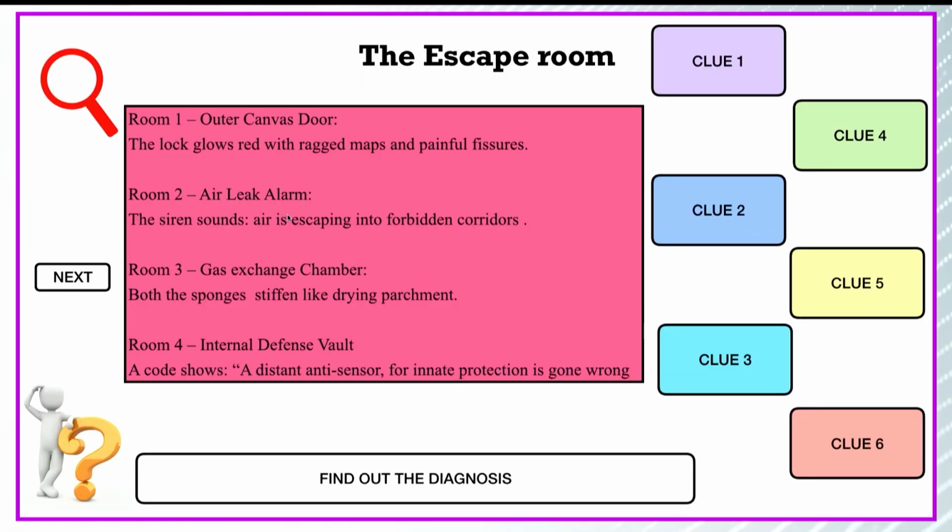So we'll go to the next question. The rash was a flagellate rash. So I'll just tell the clues. Red, cracked lips with rag marks and painful fissures is the skin rash, the ulcer, basically the ulcer of MDA5 dermatomyositis. Siren sounds, air escaping the voice cords is pneumomediastinum. Both the sponges stiffen like drying parchment is the ILD, and the fourth, the code shows distinct anti-synthetase. That anti-synthetase is MDA5. Okay.